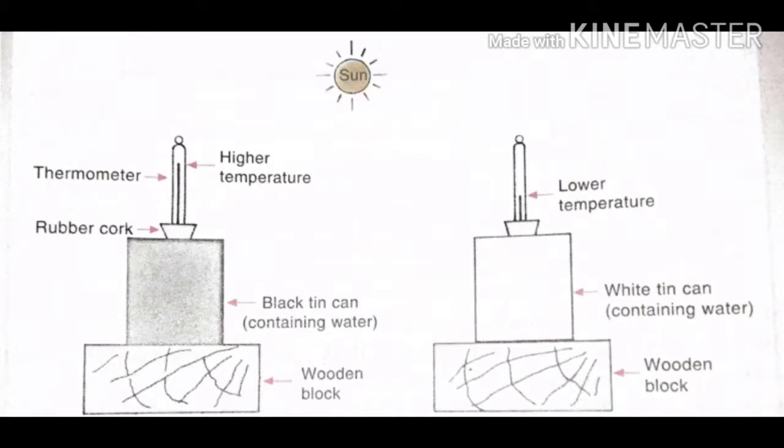On the other hand, white objects lose heat slowly. Dark colored objects emit more heat radiation than light colored objects.